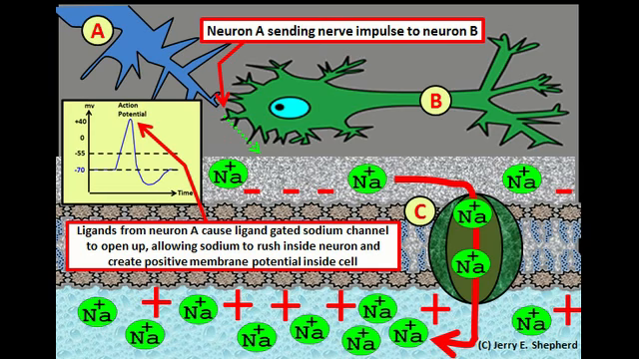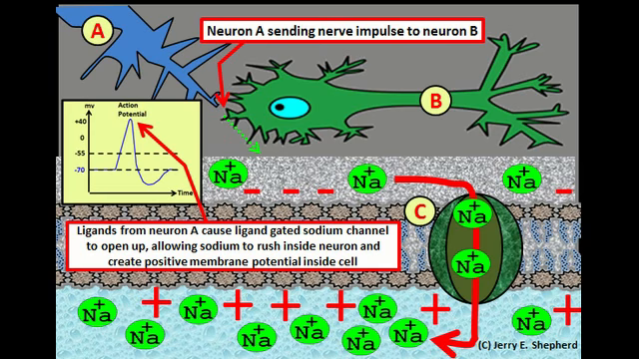When an axon from neuron A passes a nerve impulse to the dendrite in neuron B, a neurotransmitter or ligand moves onto the membrane of cell B. This causes the ligand-gated sodium channel C to open and sodium ions rush into the cell. This causes the membrane voltage to rise towards a maximum positive value, typically plus 40 millivolts. This process is called depolarization.